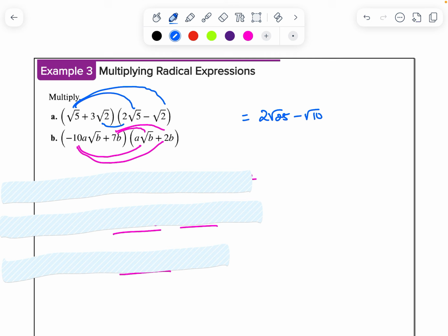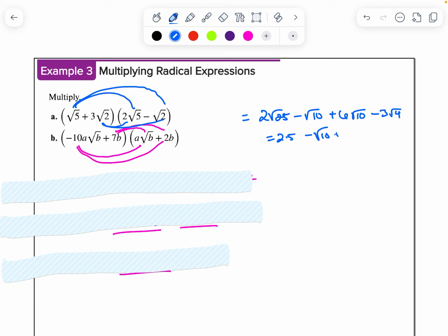3 square root 2 times 2 square root 5. Outside times outside gives you 6. Inside times inside gives you square root of 10. And 3 square root of 2 times negative square root of 2 gives you negative 3 square root of 4. The square root of 25, I know, is just 5. Those two are the same. So that will give me, actually, let's just leave that there for a step. We'll combine all our like terms in the next step.